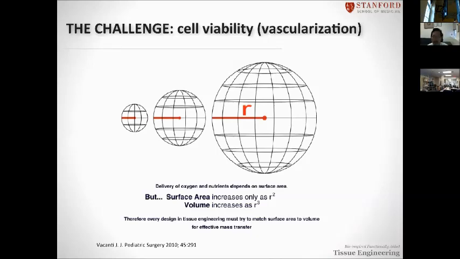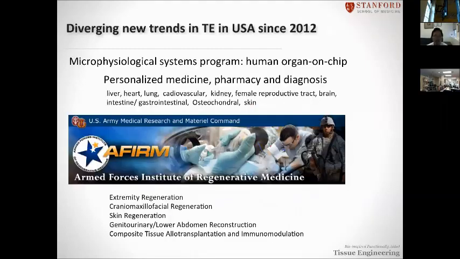So I have to remember, every time we increase the size, the surface only increases two times, however the volume increases three times. So that's the reason why right now cell viability, or vascularization, is the biggest challenge in our field. Since 2012, because we are facing the vascularization challenge, the field has had a divergent trend. One, we make a miniature tissue or organ for drug screening for the pharmaceutical industries.